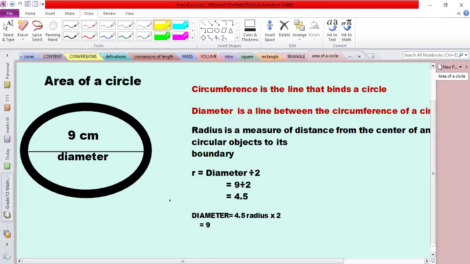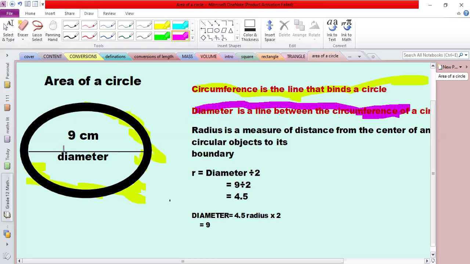I said unto you, the circumference is the line that binds a circle. This line that I'm highlighting in yellow here, this line is the circumference, the line that binds a circle. And I've said unto you that diameter is a line across the circle between points on the circumference. Diameter is this line here in the middle that divides the circle. This is our diameter, and here they've given that our diameter is 9 centimeters.